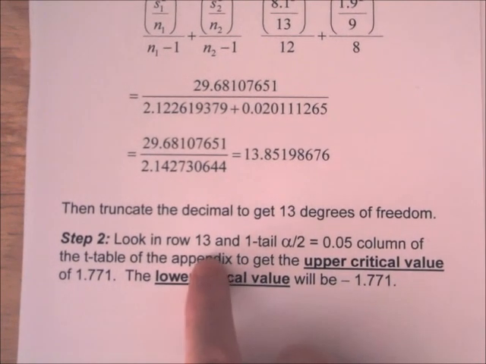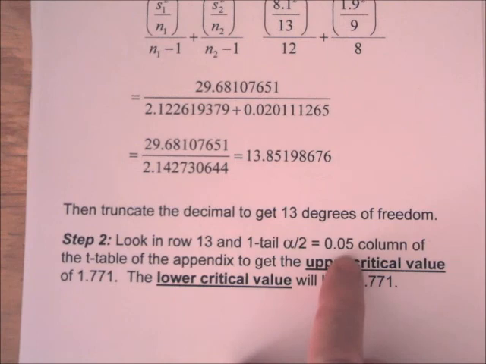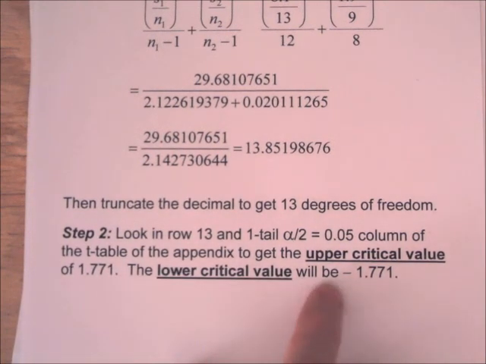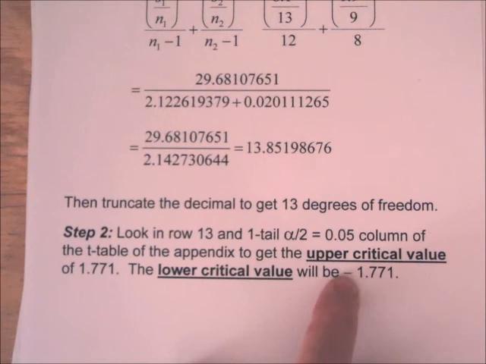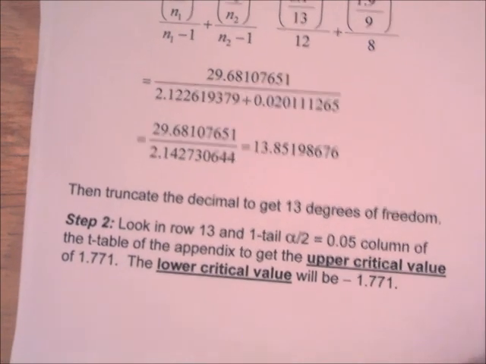So now we want to look in row 13, and alpha over 2 is 0.05, so it's column 0.05 of the t-table of the appendix to get the upper critical value of 1.771, and the lower critical value will be just the opposite of that, put a minus sign in front, negative 1.771, because the t distribution is symmetric.